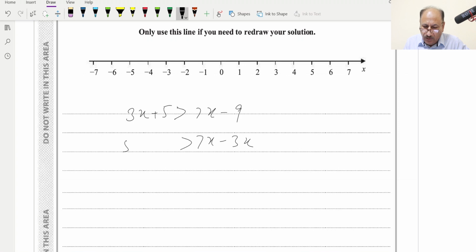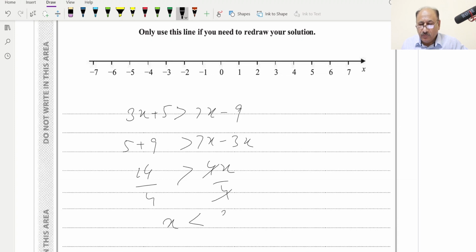So this will be 5 plus 9, so 14. This one we have already solved, so I'm just taking a minute to solve this. So x is less than 3.5. This is what we already got.